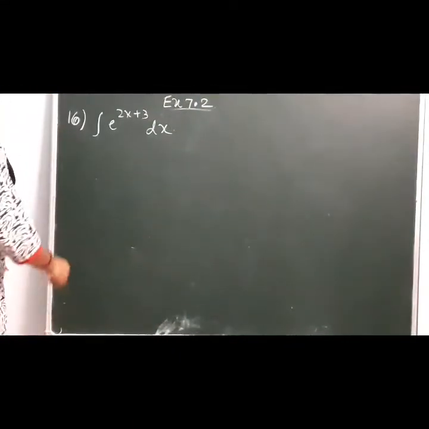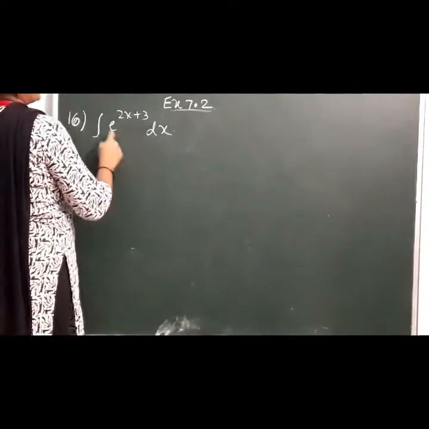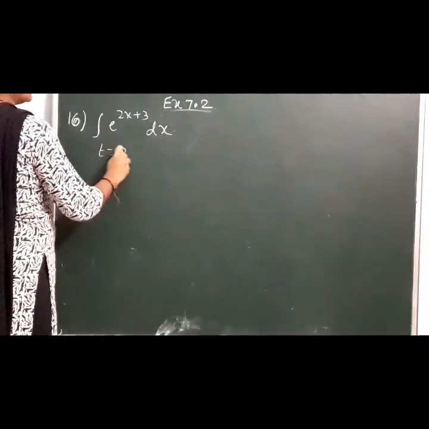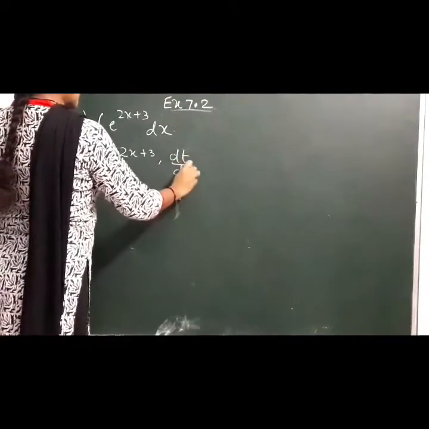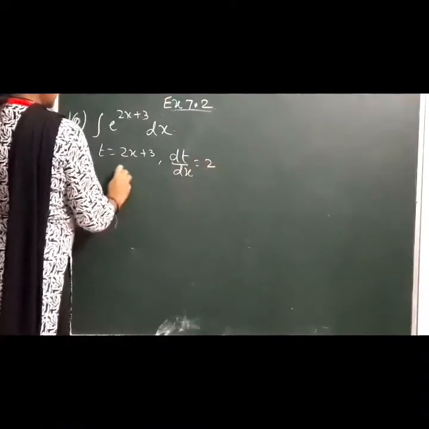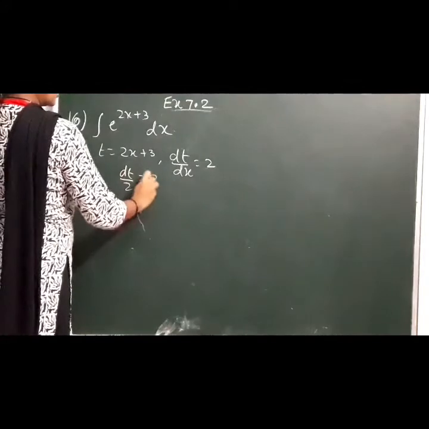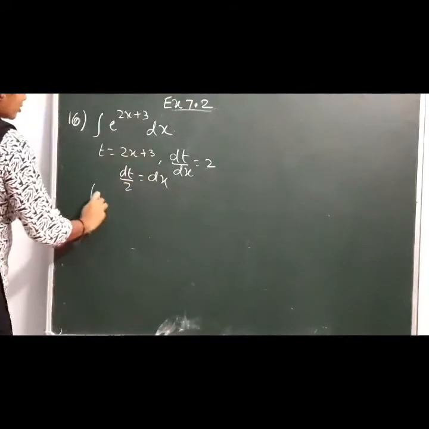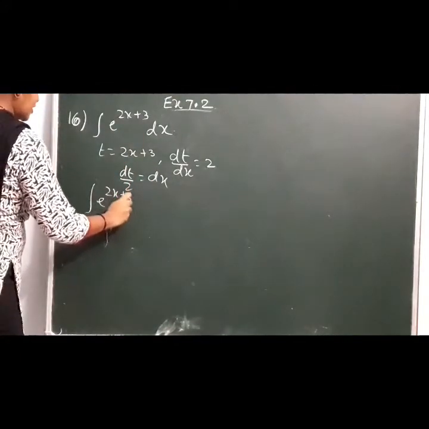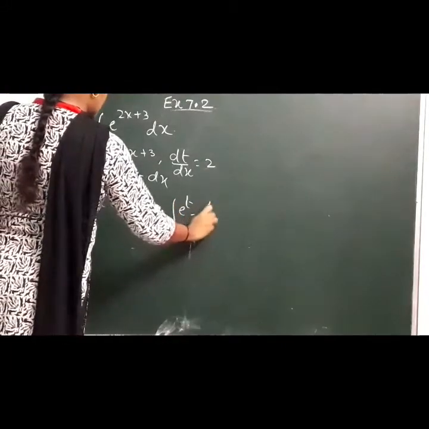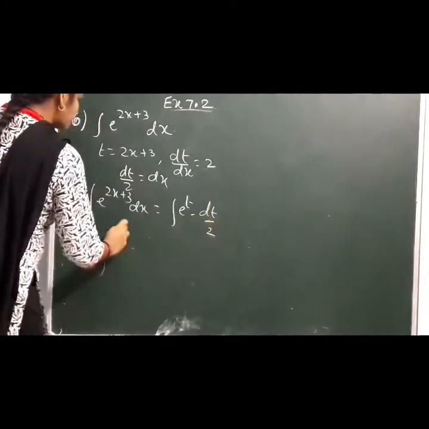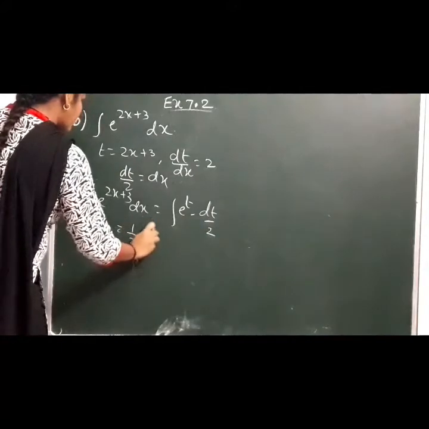Question number 16 is e to the power of 2x plus 3, dx. So let's put t is equal to 2x plus 3. So dt upon dx is equal to 2 only. So dt by 2 is equal to dx. So the function e to the power of 2x plus 3 dx becomes e to the power of t, dt by 2.